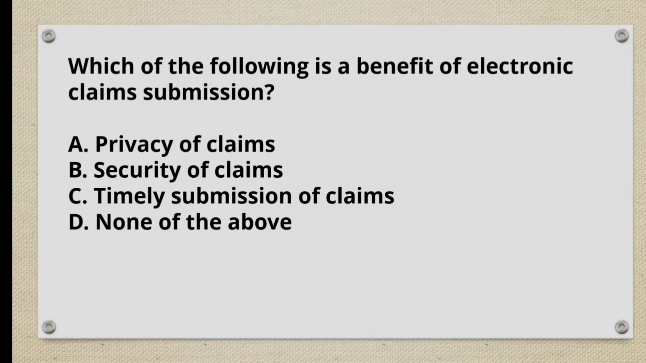Next question. Which of the following is the benefit of electronic claims submission? Option A Privacy of claims, option B Security of claims, option C Timely submission of claims, option D none of the above. So the right answer is option C Timely submission of claims. Let us move on to the next question.